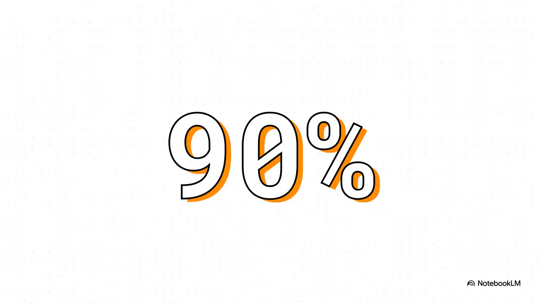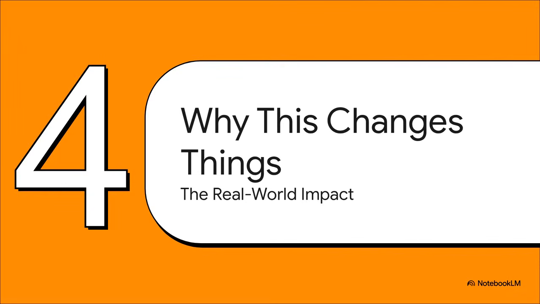And that's not even the whole story. Remember that response time? We're talking about a 90% reduction in how long it takes to get an answer. Zep isn't just smarter, it is way faster. It's because it finds the right information efficiently instead of forcing the AI to reread a novel every single time you ask it something. Okay, so it's smarter, it's faster. That's great. But what does this actually mean for us in the real world? Let's talk about why this is such a potential game changer.